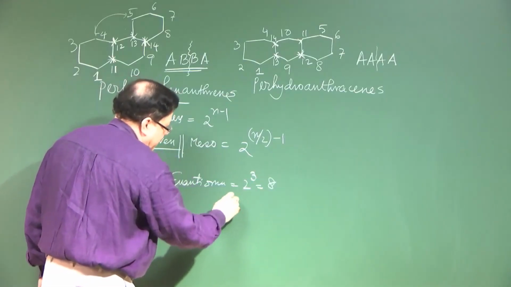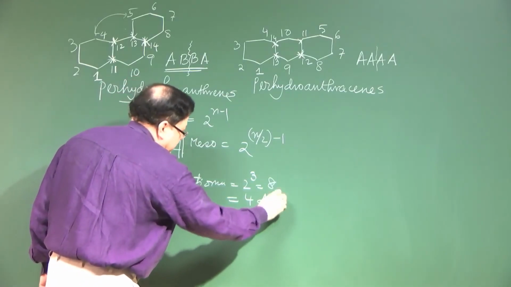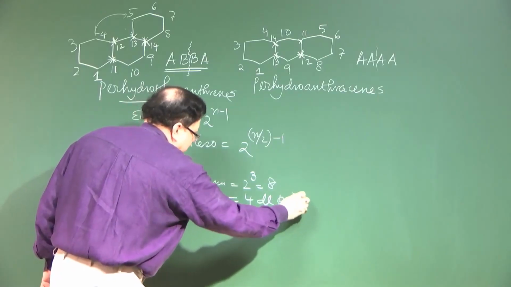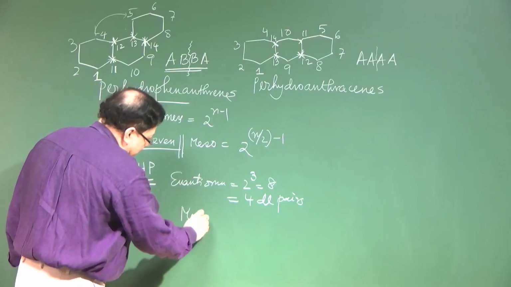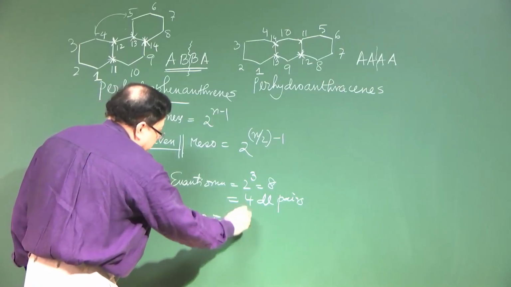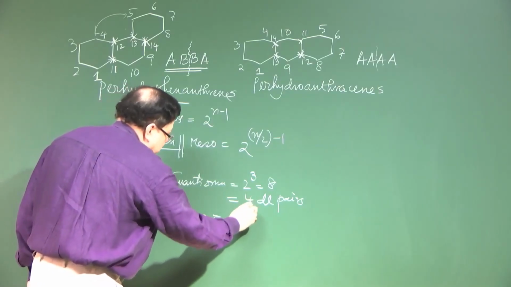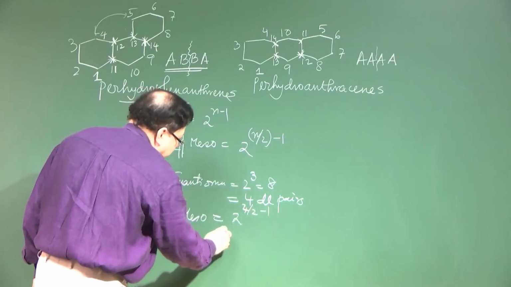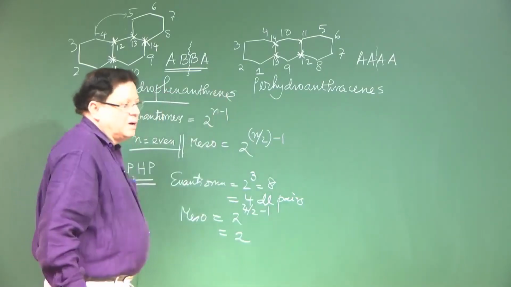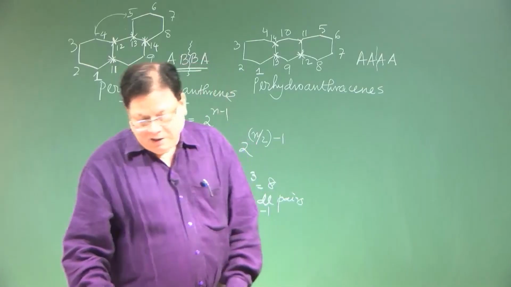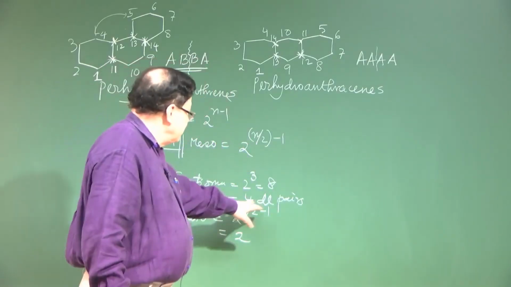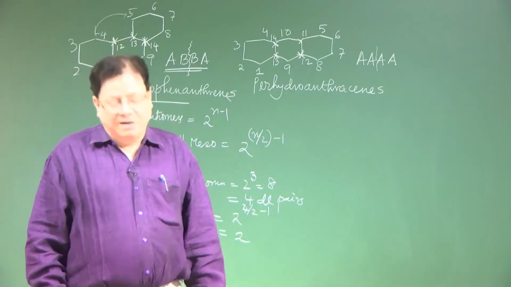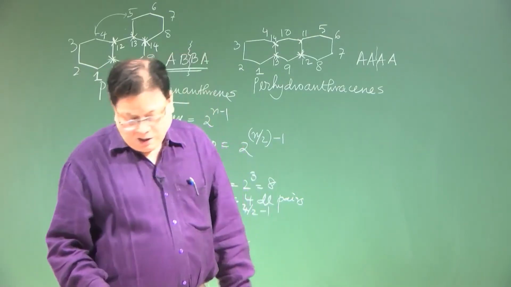So, that says that there are 4 DL pairs. Okay, 4 DL pairs, correct. And the number of meso will be 2 to the power n by 2, that means 4 by 2, minus 1. So, that makes it 2. So, the number of meso is 2 and the number of enantiomers is 8, and that will exist as 4 DL pairs. So, we have to identify what those are.